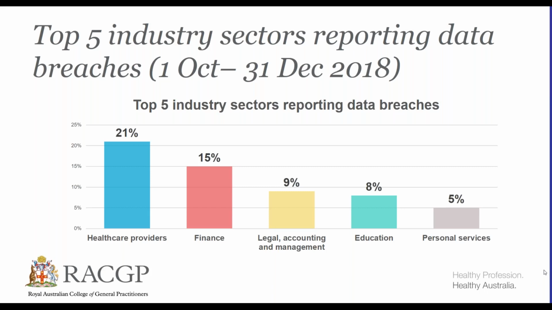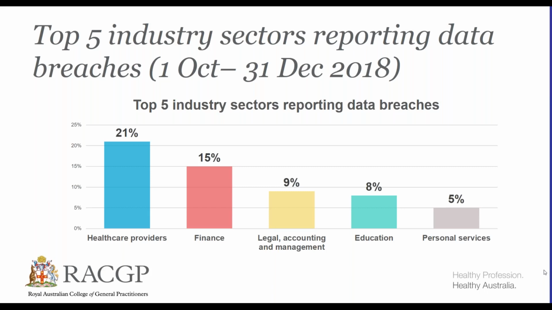I'll just run through some of the statistics we've seen in the Notifiable Data Breaches scheme, and particularly the last quarter that we've reported on, from October to December 2018. Our full report is available on our website for this quarter. As we can see on this slide, the top 5 industry sectors to report data breaches in that quarter are health service or healthcare providers, finance, legal, accounting and management, education and personal services.